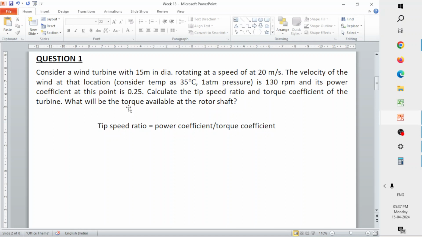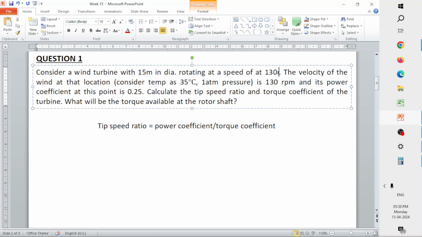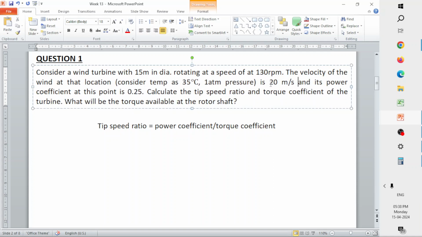They are asking you to consider a wind turbine that is 15 meter in diameter. Just a correction here. The wind turbine has a diameter of 15 meter. It is rotating at a speed of 130 rpm. The velocity of the wind at that location is 20 meter per second.